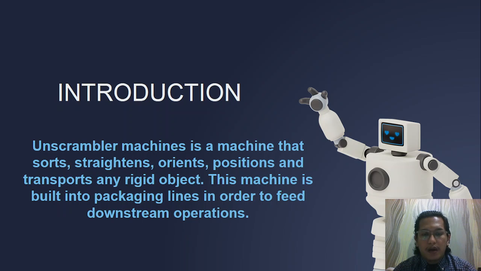An unscramble machine is a machine that sorts, straightens, orients, positions, and transports any rigid object. This machine is built into the packaging line in order to fit downstream operation. This automatic unscramble bottle machine also has a purpose to help ease people's jobs, such as the car, which can make people travel easier and faster. It can sort the bottles into the proper position, which is upright.